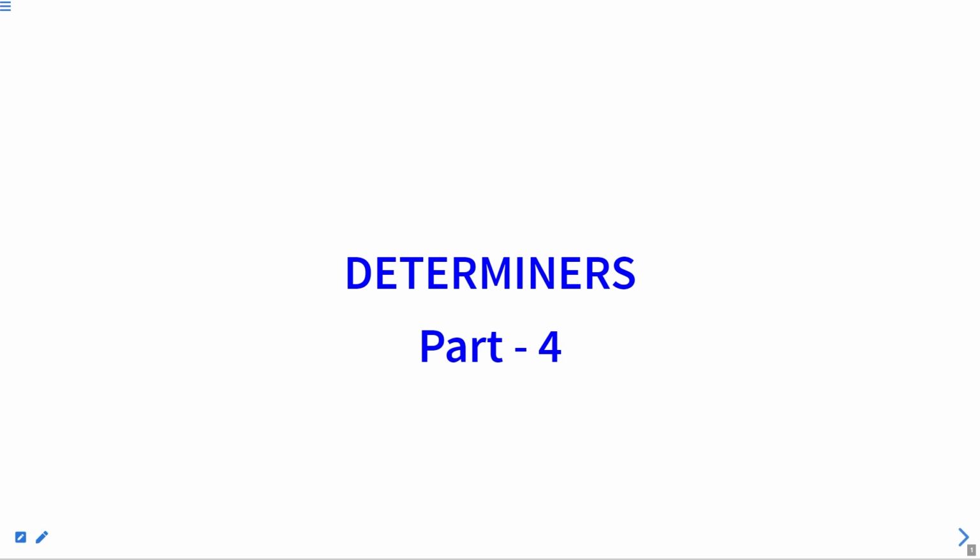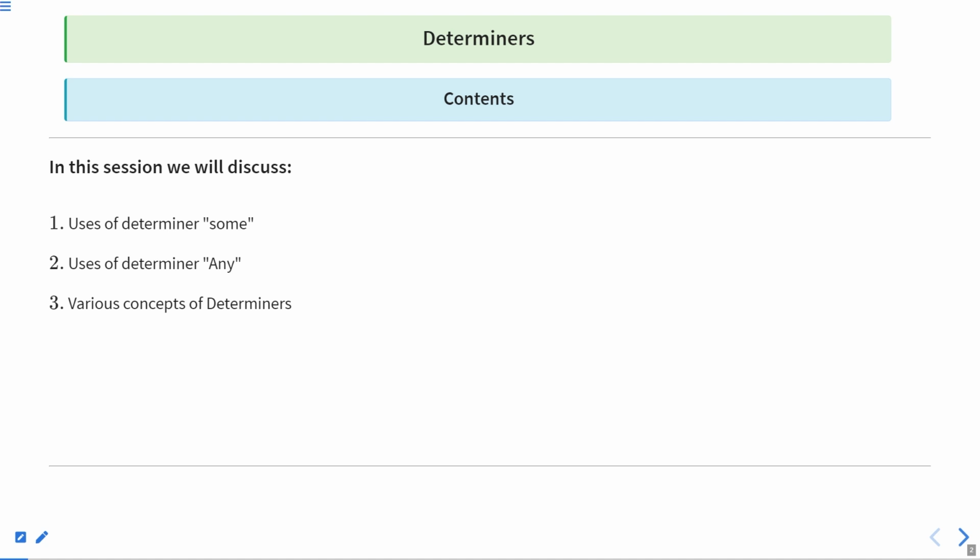Well, in this session, we will discuss the following topics. First of all, we'll discuss the uses of determiner some, and after that we'll discuss the uses of determiner any, and then various concepts of determiners and the difference between some and any. So these things we are going to discuss in this session. So let's begin this session.